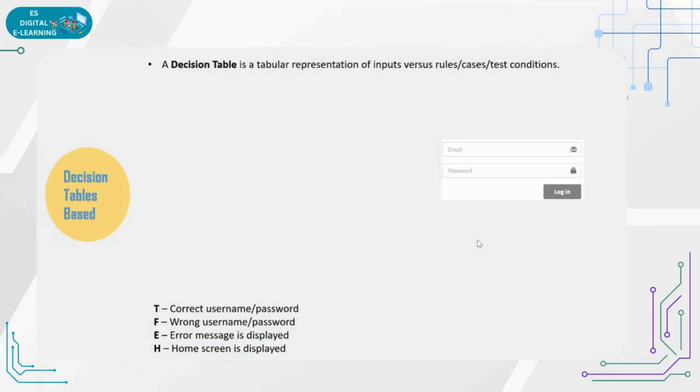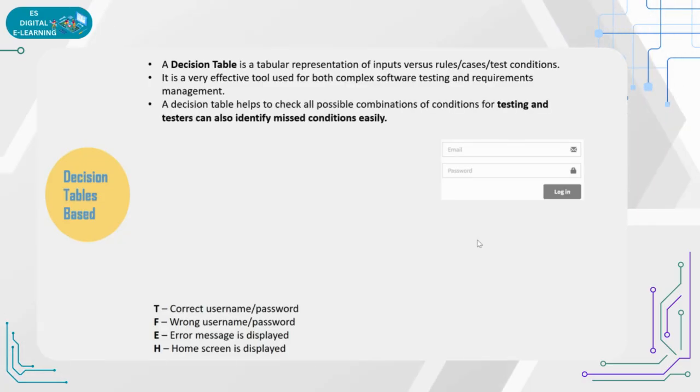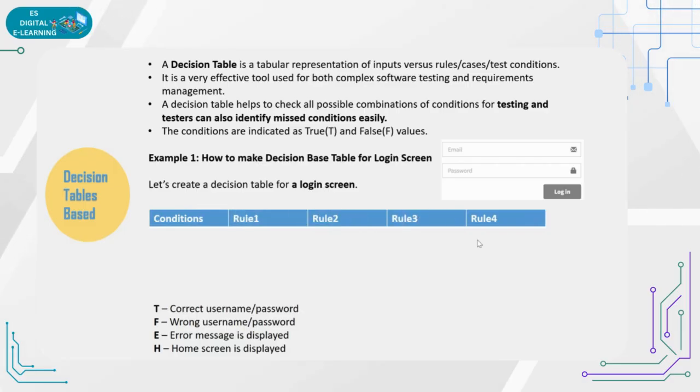There will be some conditions and rules with the inputs. We consider a true and false mechanism and take that condition. So we have the conditions and rules. Now what are the cases? Case 1 and case 2. These are the inputs, username and password, and the output. So true and false, true and false, and error and home.